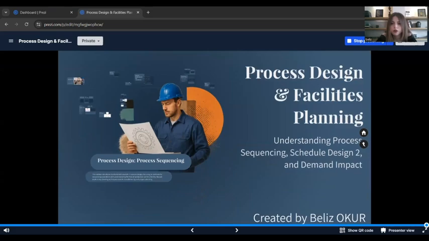That wraps up our look at process sequencing, schedule design, and demand impact. These tools, assembly charts, precedence diagrams, Pareto analysis, scrap and reject calculation, directly shape the physical facility.